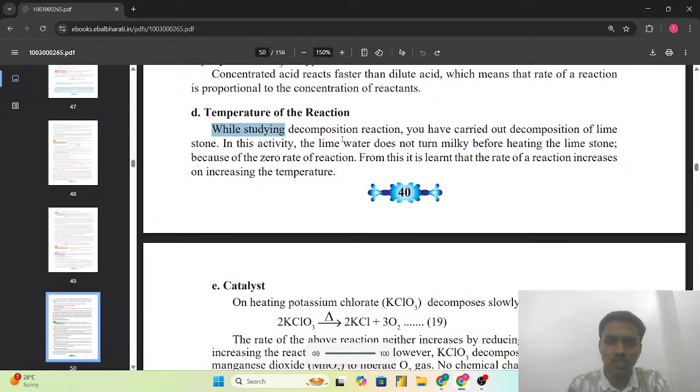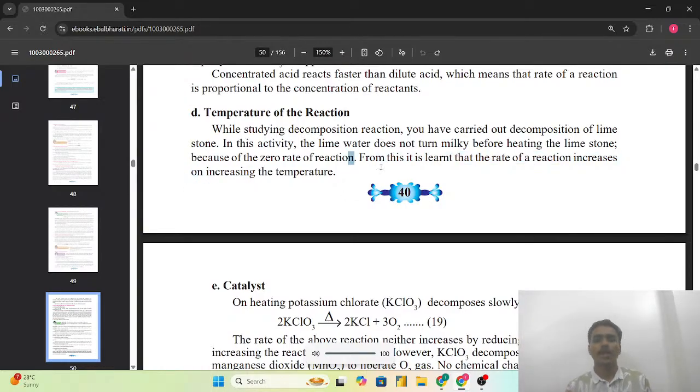While studying decomposition reactions, you carried out the decomposition of limestone. In this activity, the lime water does not turn milky before heating the limestone because of the zero rate of reaction. From this, it is learned that the rate of the reaction increases on increasing the temperature.